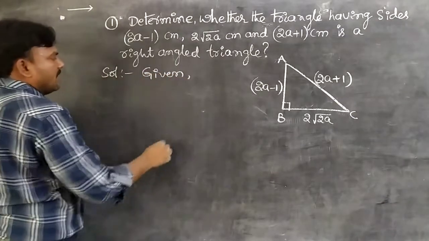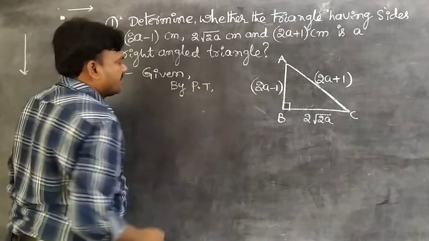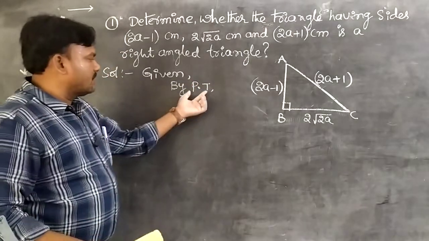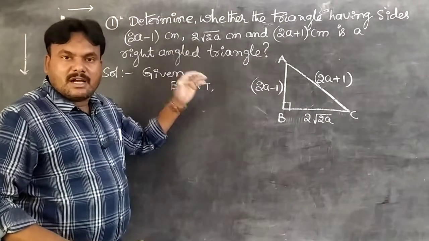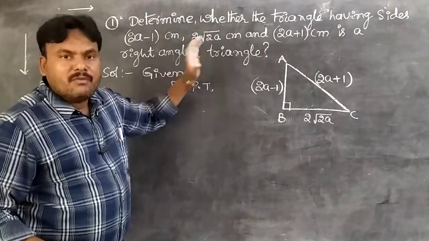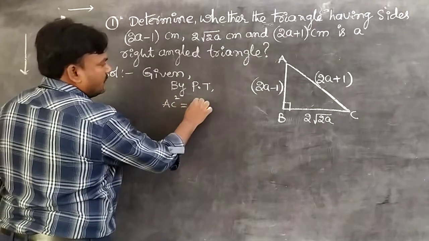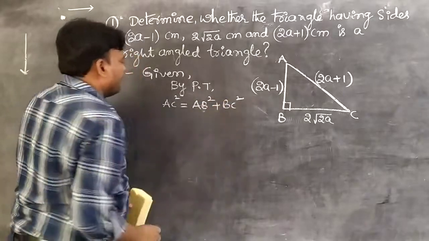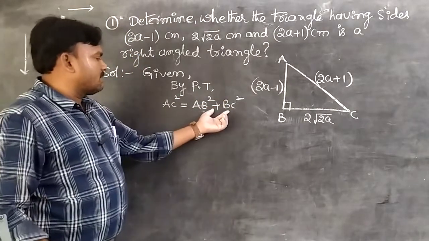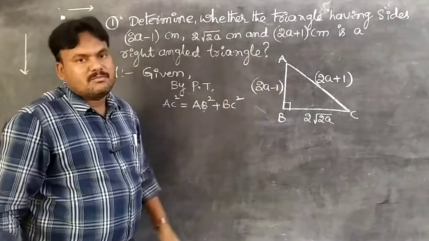We know that by Pythagoras theorem. I apply the smart short form, but in examination use the full form, students. In the competitive side use the short form, no problem at all. But in the academic side we can write the full form. By Pythagoras theorem, here AC square equals AB square plus BC square. If AC square equals AB square plus BC square, automatically the given measurements are right angle triangle measurements.